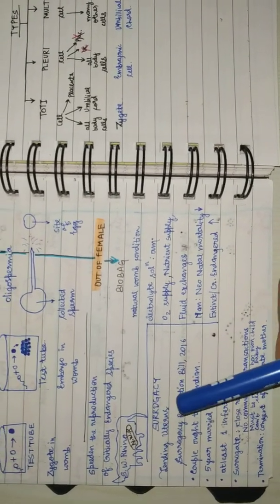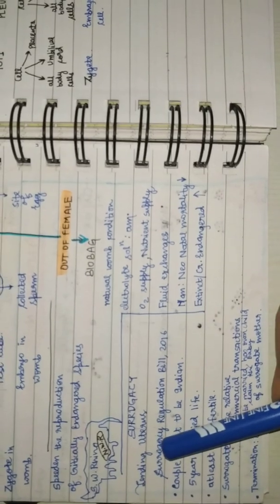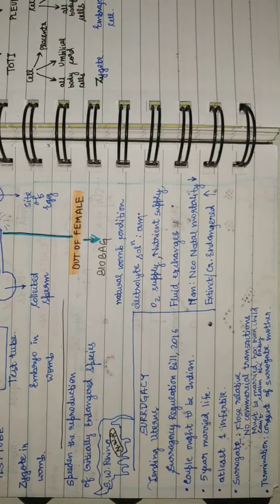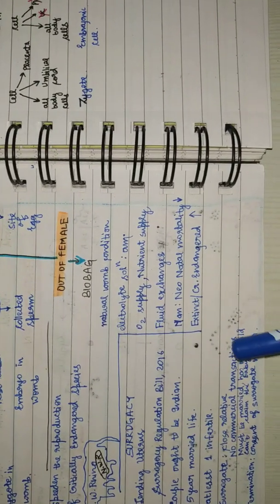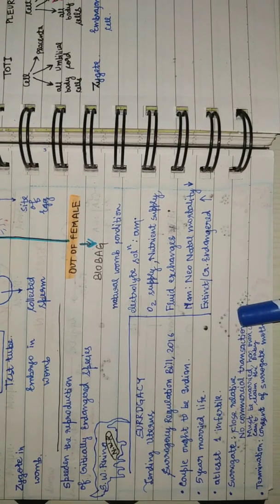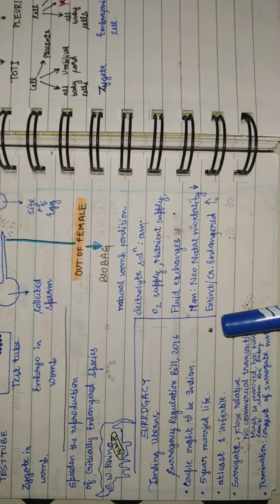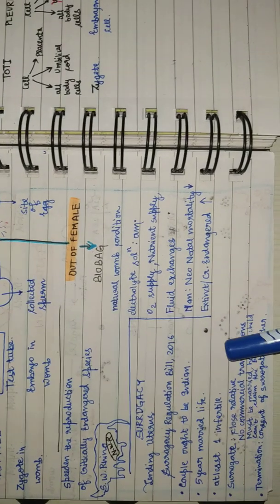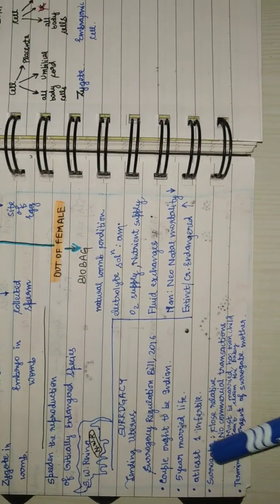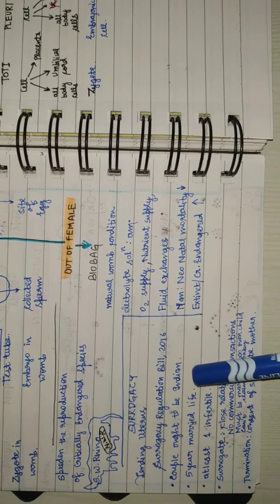So this is known as surrogacy. That is, the process of lending uterus is known as surrogacy, and the womb which is used, the lady, is known as the surrogate mother. Okay, so we still have the Surrogacy Regulation Bill pending to become an Act.